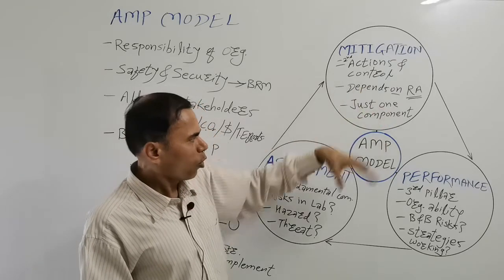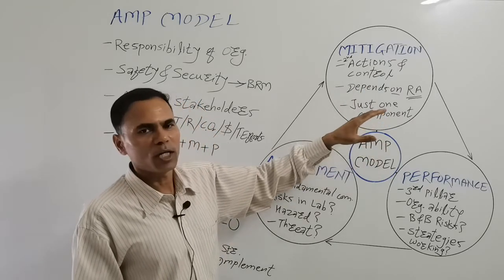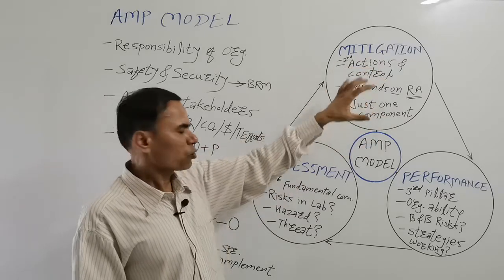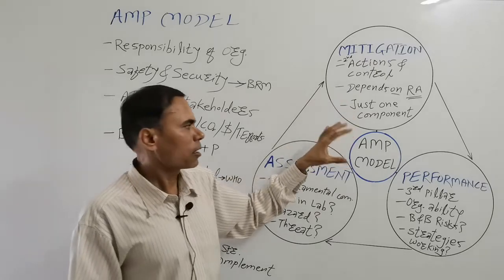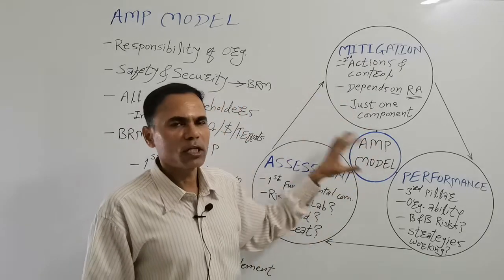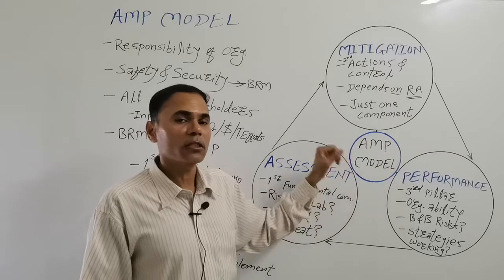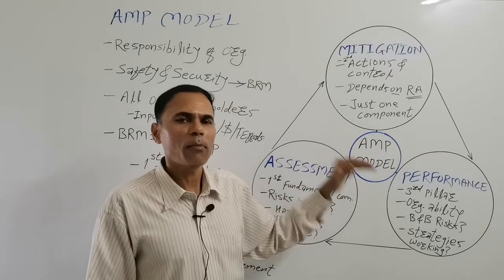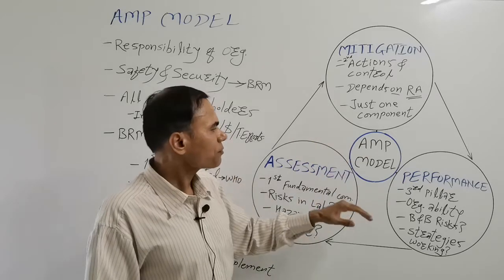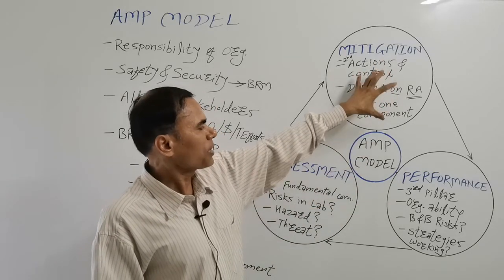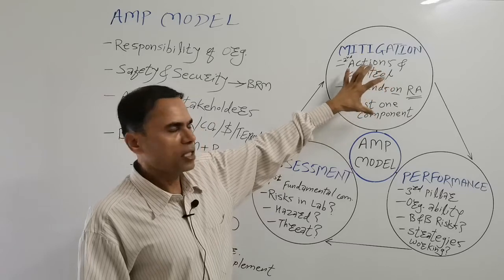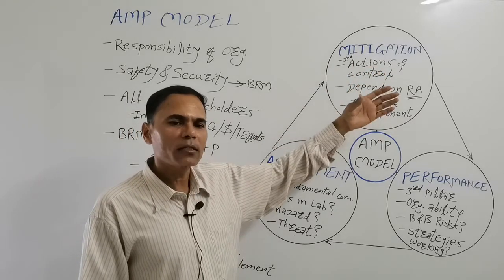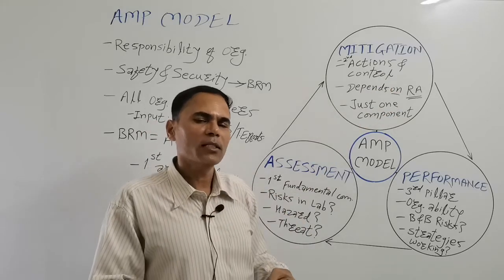And as a whole, this is just one component, because you cannot make only mitigation effective. So all these three components should be effective, and all these three components, assessment, mitigation and performance, are equally important for the success of laboratory virus management. Okay, so once the mitigation part is done, it means you have decided what type of actions or control measures you want to implement to mitigate the risk.